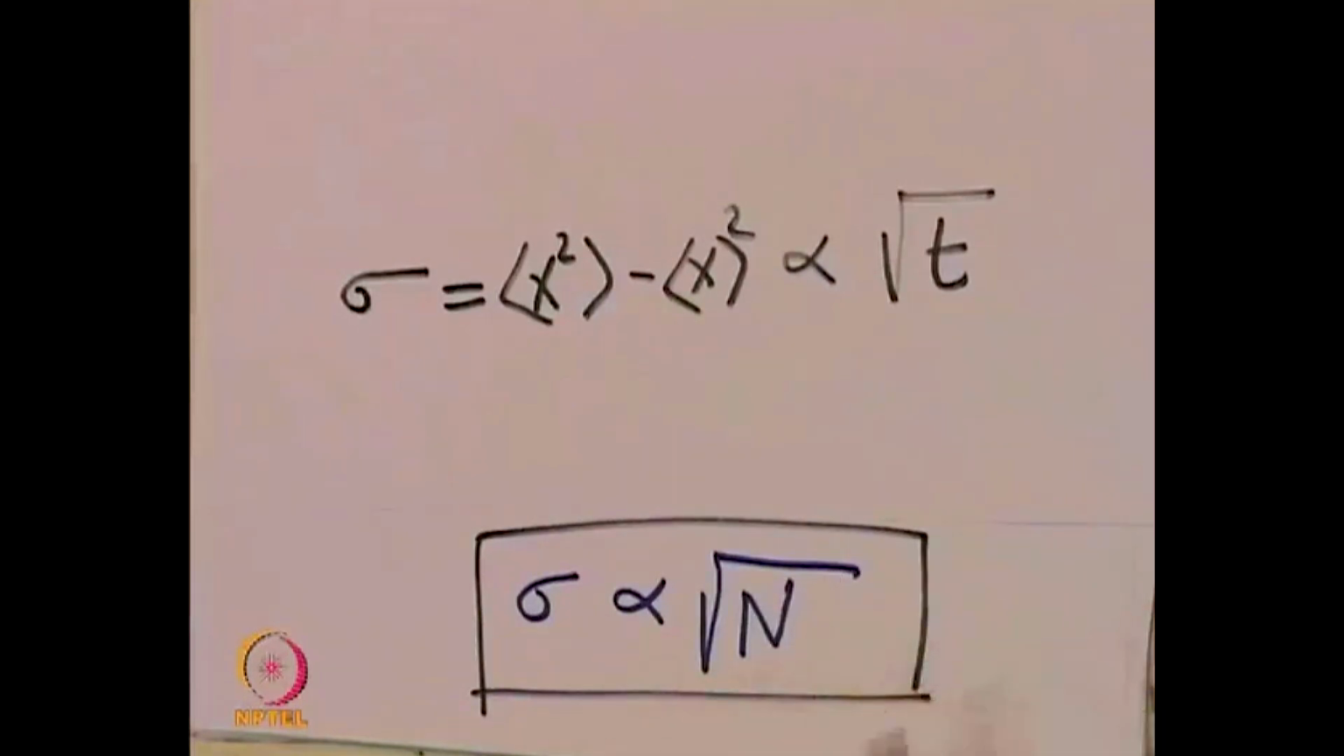So, what did we essentially do here? What we did was we added some randomly oriented vectors. When we added randomly oriented vectors, we got an average of 0 and the standard deviation going as square root of n.